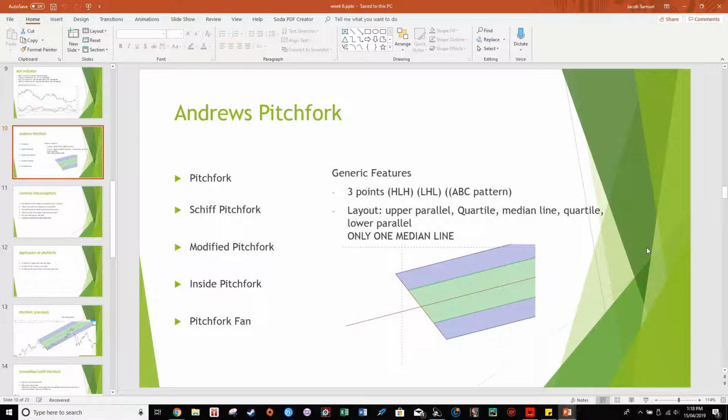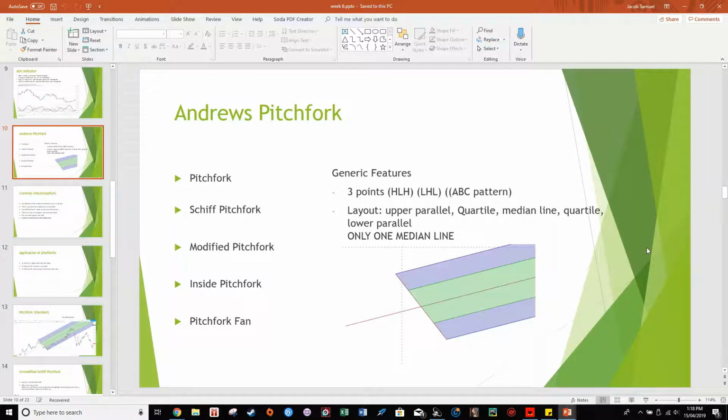So there are 4 major pitchforks. There's your standard Andrew's pitchfork, Andrew being the guy that created it. Then you've got your Schiff pitchfork, your modified Schiff, and then you've got your inside pitchfork, which was actually recently uploaded to TradingView. So it's very good to see that they're constantly updating their database.